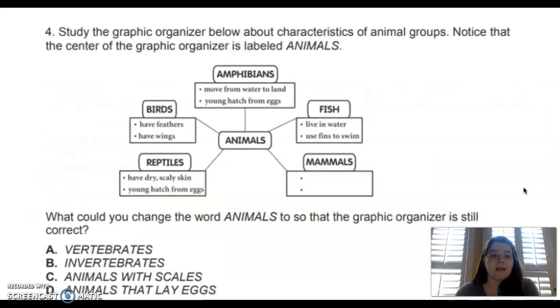All right. The next question is, study the graphic organizer below about characteristics of animal groups. Notice that the center of the graphic organizer is labeled animals. What could you change the word animals to so that the graphic organizer is still correct? So it's talking about this area right here. Could we change it to vertebrates? Could we change it to invertebrates? Animals with scales? Or animals that lay eggs? All right, what are we going to rename it?